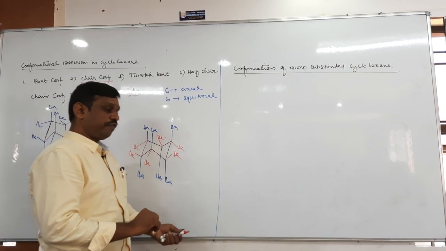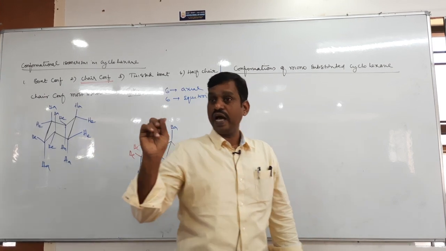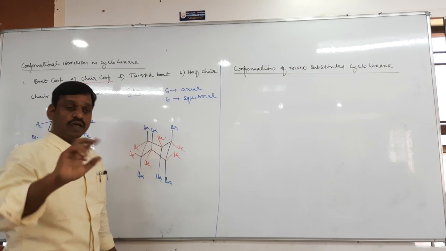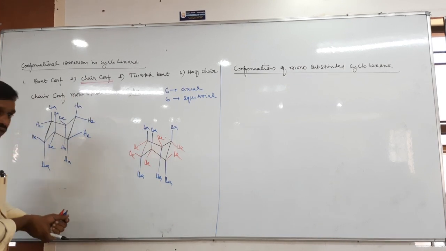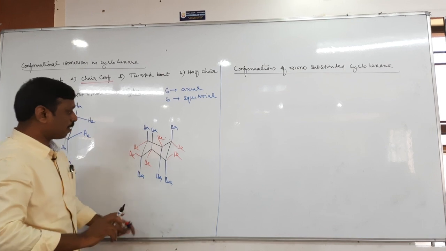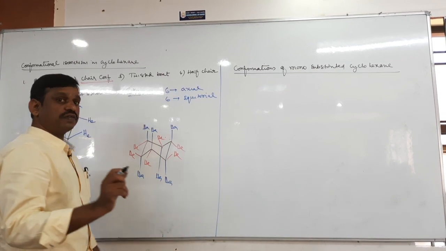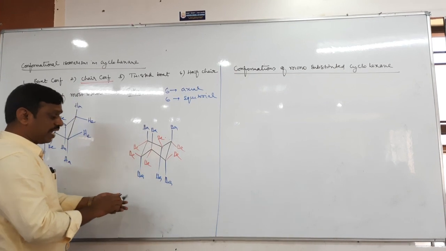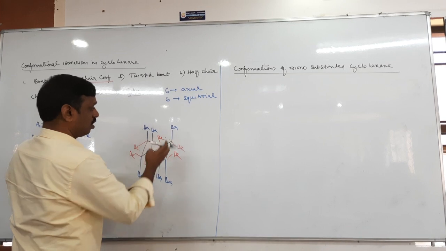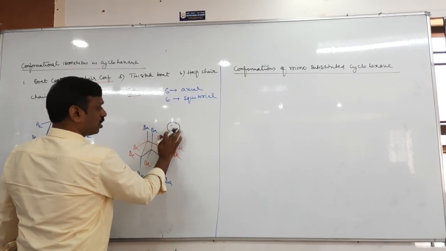So if a substituent is present at the axial position, what happens? At the equatorial position, what happens? You have not studied this at your PU level. Try to understand. Suppose I take the axial position. If the substituent is present at the axial position here, I'll take this as one substituent. Instead of hydrogen, I'll take a methyl group.